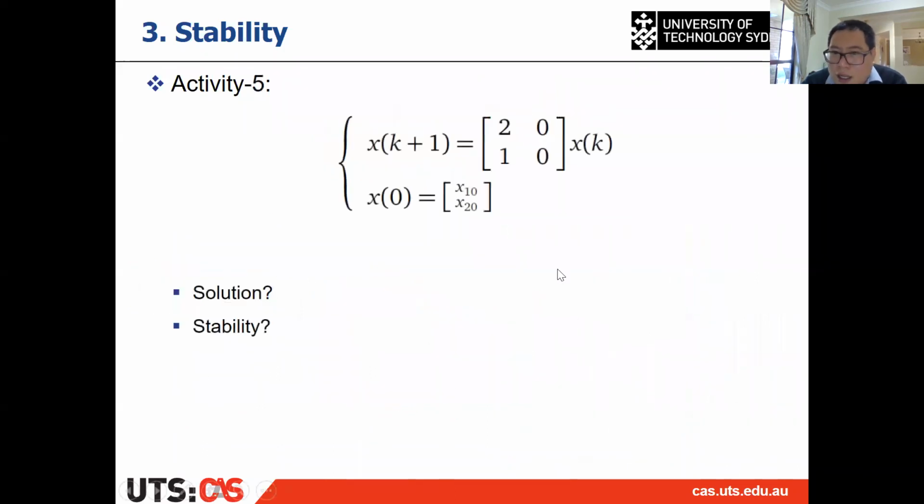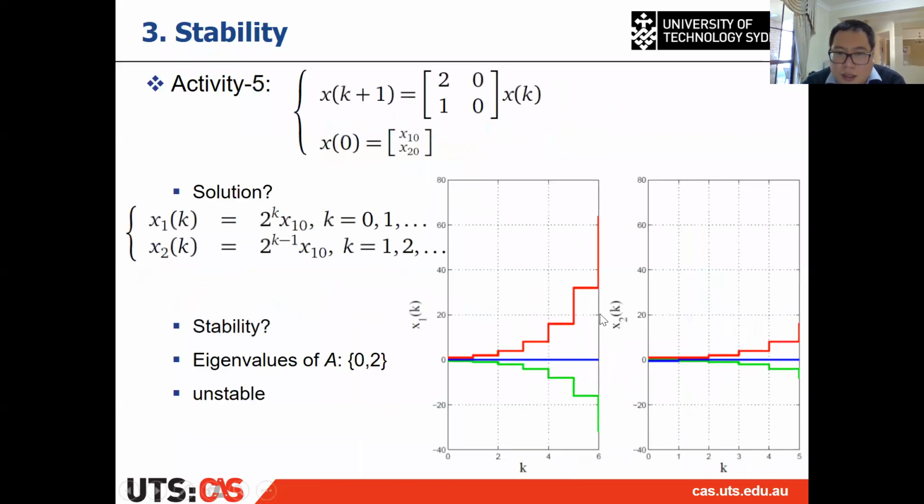Then we change the matrix A a little bit in activity 5. What is the solution? The solution, again, you don't have to write it like this. You just replace A and B into the solution equation, and that's it, right? And that's the solution, and also the stability. The eigenvalues of A, there are 2. One is 0, the other is 2, right? So in this case, I have one eigenvalue which is larger than 1, which means it is not stable, right?